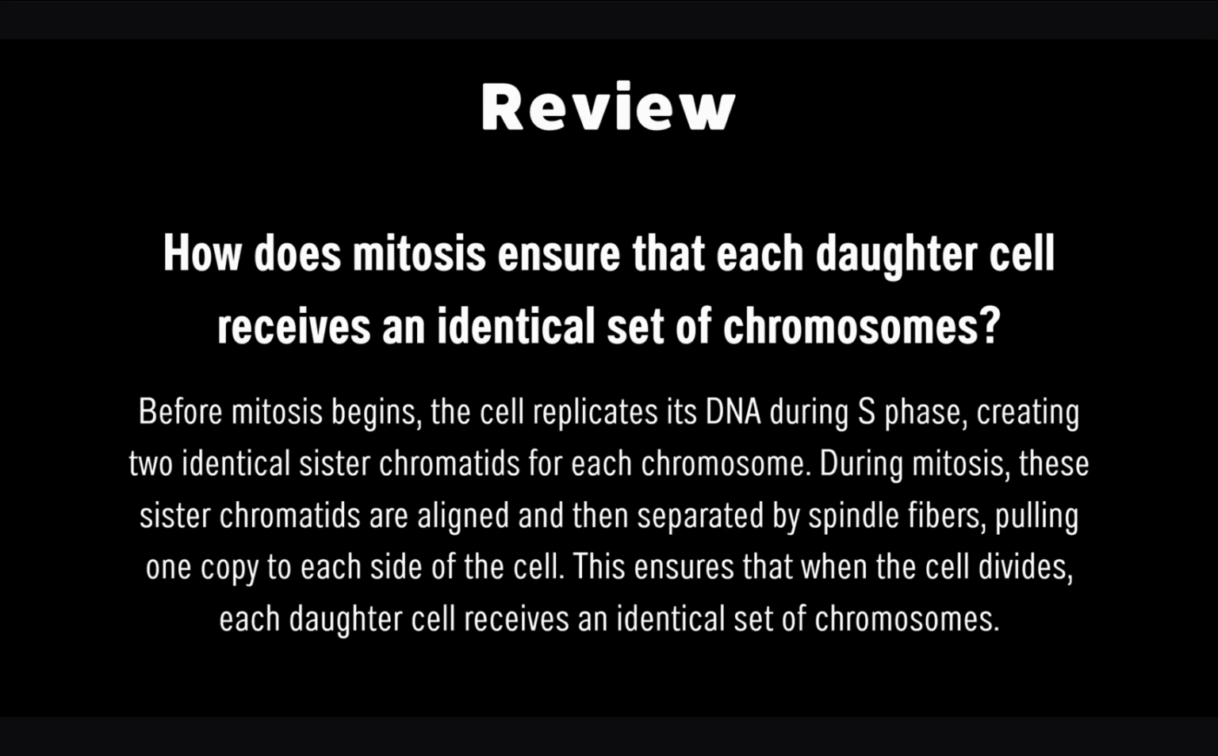Okay, and we're back. So before mitosis begins, the cell replicates its DNA in S phase, leading us back to that interphase video, creating two identical sister chromatids, like twins. And during mitosis, they're aligned perfectly in the center. There's a checkpoint that makes sure of that. And then separated by spindle fibers, which gives each new cell the same identical sister chromatids corresponding to the other cell.